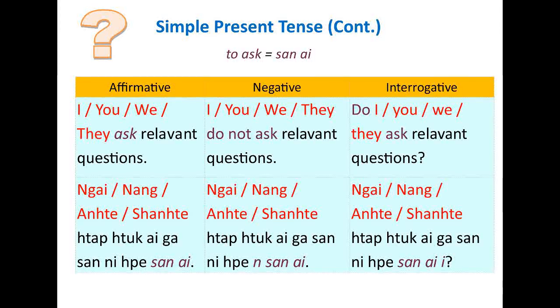Let's learn how to form negative sentence. I, you, we, they do not ask relevant questions. Ngai, nang, ante, shante taptuk ai ga san ni phe san ai. I will repeat one sentence again. I do not ask relevant questions. Ngai taptuk ai ga san ni phe san ai.